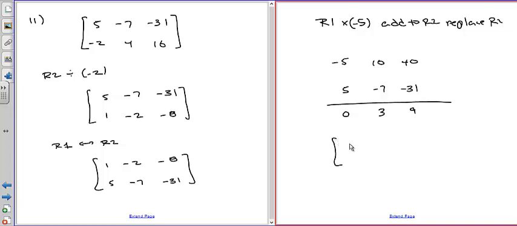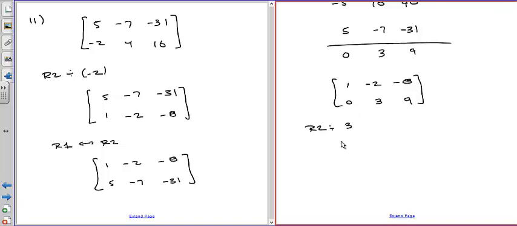So what we can do now is take our matrix and replace row 2 with this new result, which is 0, 3, 9. And then we're going to take row 2 divided by 3, because we're trying to get a 1 here. So we got 0, 1, 3. That's the whole idea. So the first row stays the same, and the second row becomes 0, 1, 3. So what that's saying is y is equal to 3.